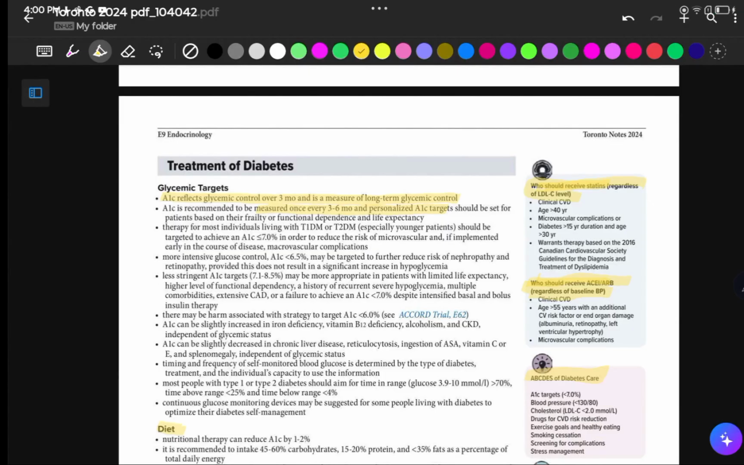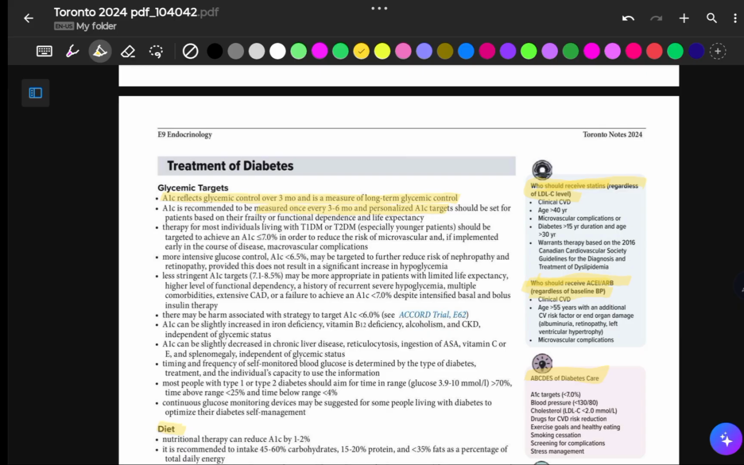So next we're going to talk about the treatment of diabetes. First, looking at the glycemic control or the glycemic target. Once you have diagnosed the patient, you want to repeat HbA1c after 3 to 6 months. HbA1c reflects glycemic control over 3 months, and is a measurement of long-term glycemic control. Basically we want less than 7. In more intensive glucose control, HbA1c should actually be less than 6.5%, in order to decrease nephropathy and retinopathy.